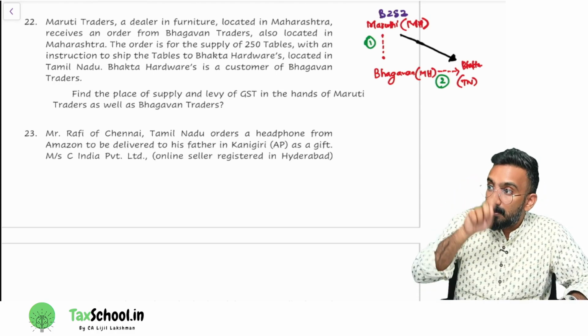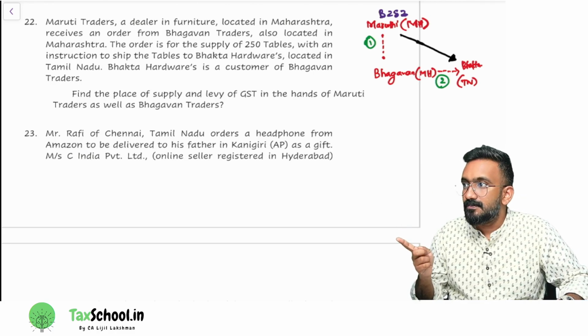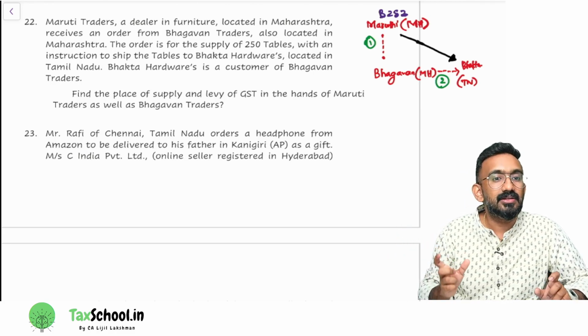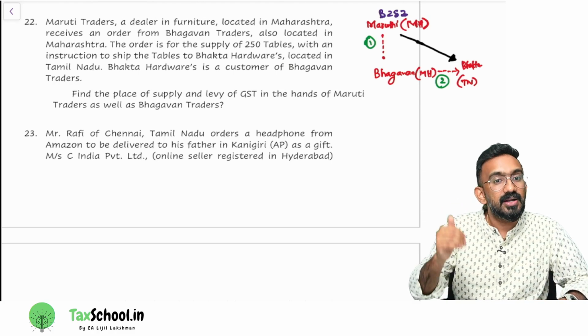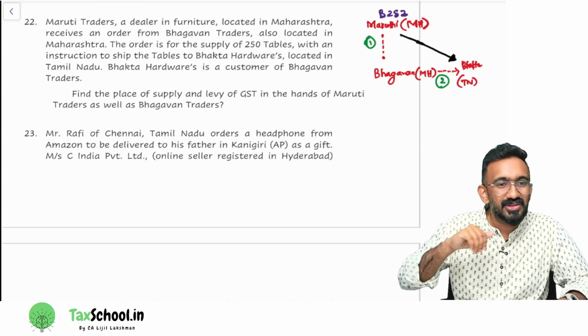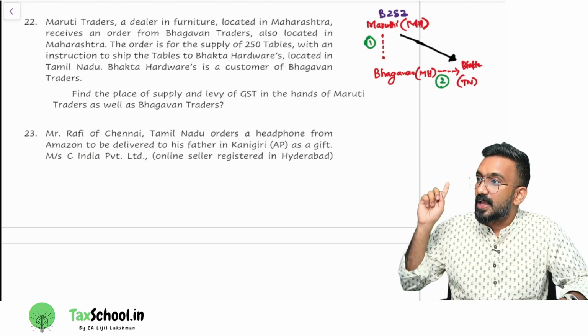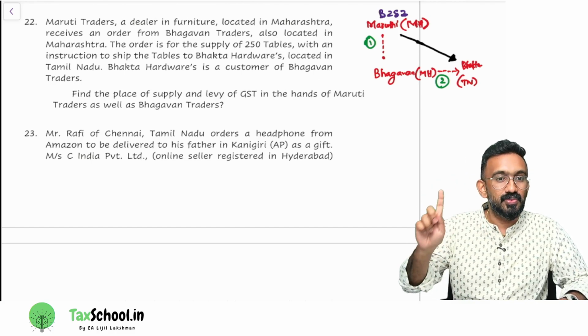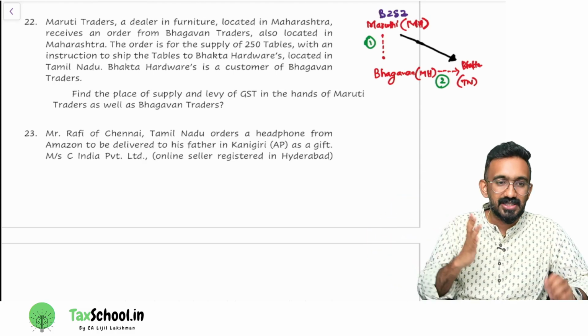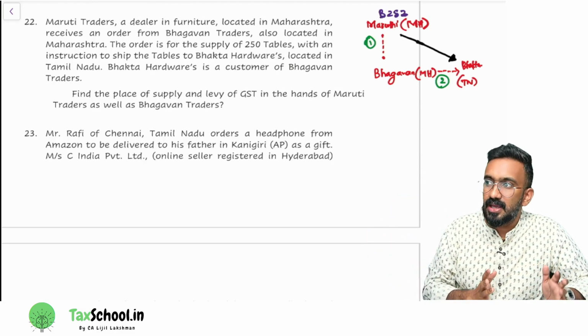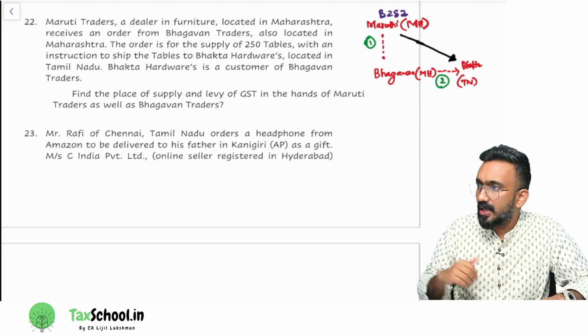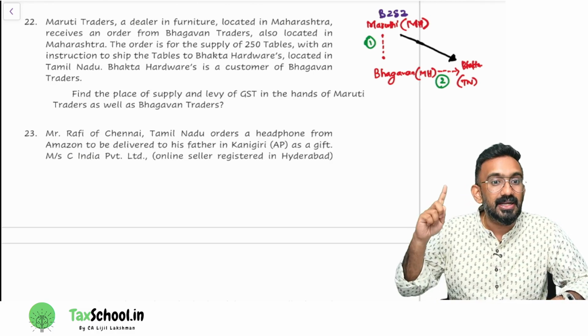There is one more supply. Supply number 2: Bhagavan Trader to Bhakta Trader. What will be the place of supply for that? 10.1a only, because there is no third party instruction that is given. So place of supply would follow the goods, where the goods are finally reaching, Tamil Nadu. What is the location of supplier in the second supply? Bhagavan Trader is located in Maharashtra. Place of supply would be Tamil Nadu. It will become an interstate supply.